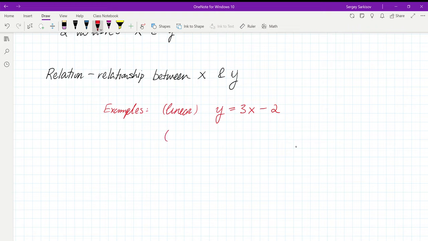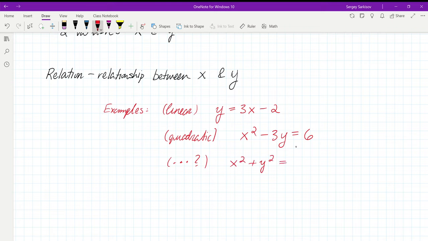Maybe a quadratic, we have an x squared, right? Quadratic would be maybe, and let's kind of put it in a form that's not just y equals. How about this? x squared minus 3y is equal to 6, right? So some kind of relationship between the x and the y. Maybe another type, and we really will look into what in the world this is if you graph it. But how about x squared plus y squared is equal to maybe 25.